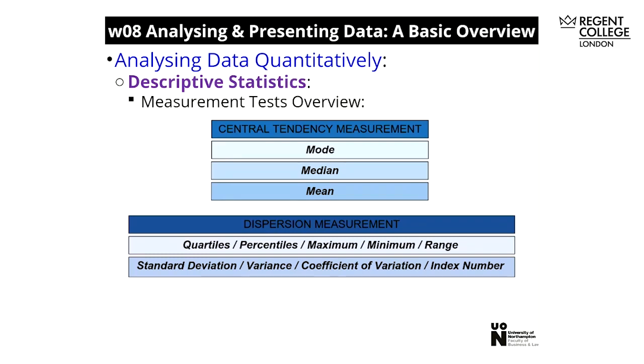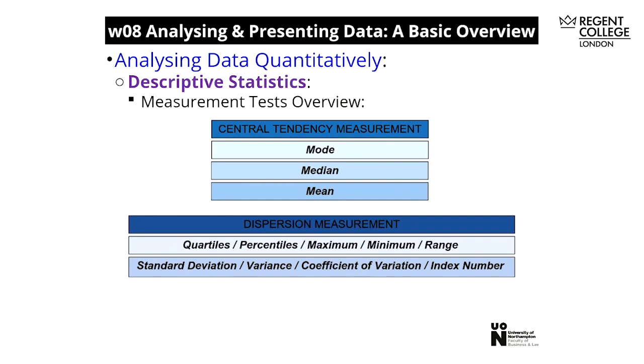Again, we have dispersion measurement. That means the distribution of variables, the value measurement. So you might have quartiles, based on a quarter, 1 in 4. So you would say the first quartile is 25%, the second one 50%, the third one 75%, and the last one is going to be 100%. Percentiles, based on the name, you can imagine, are based on percentages. You can have maximum, minimum, range.